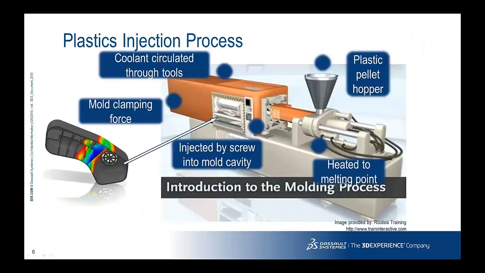In terms of the process, we start from the plastic pellet hopper, that is basically a funnel with these small plastic parts. These plastic parts are heated here and then injected inside the mold cavity by a screw. And the mold clamping force is retaining the mold, is closing the mold. After this process, there is a coolant circulation system that is removing the heat from the mold, and then the mold is opened.